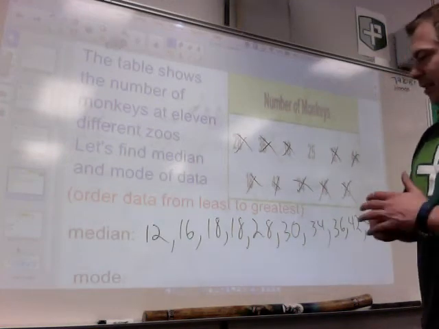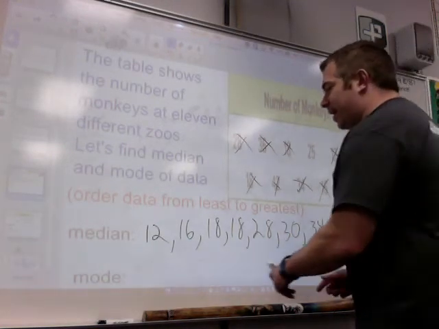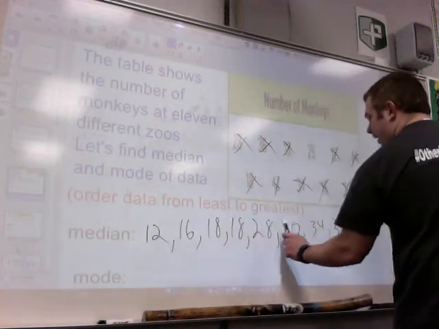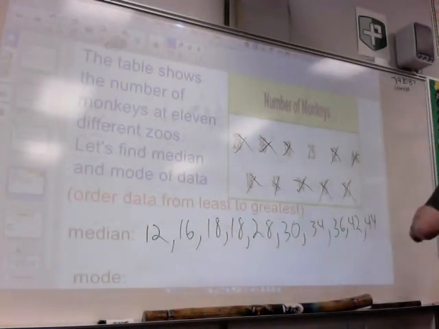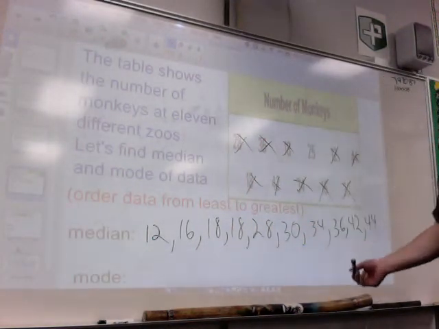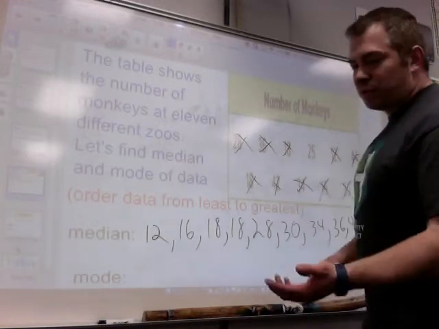To find the median, I have to find the middle number. So let's see how many I have. 1, 2, 3, 4, 5, 6, 7, 8, 9, 10 numbers. So that's an even amount. That means I'm going to have two numbers in the middle.